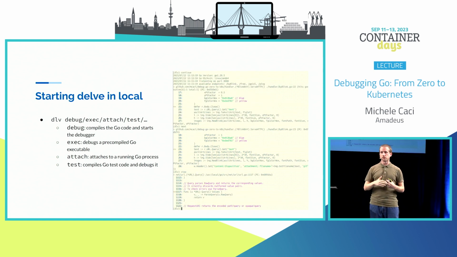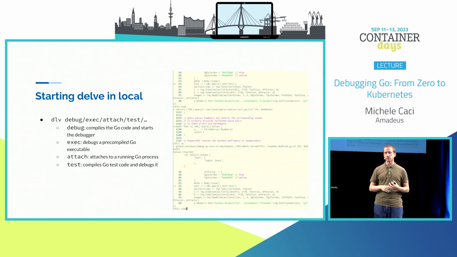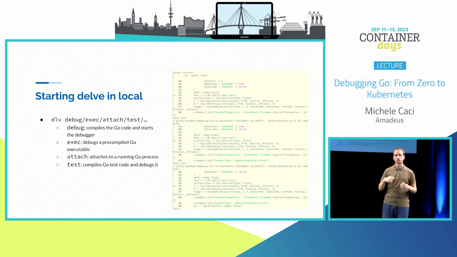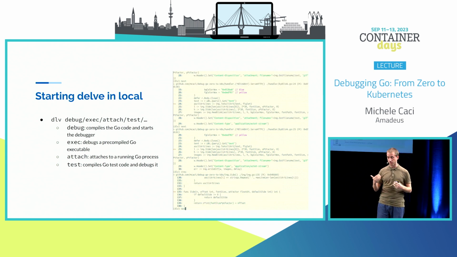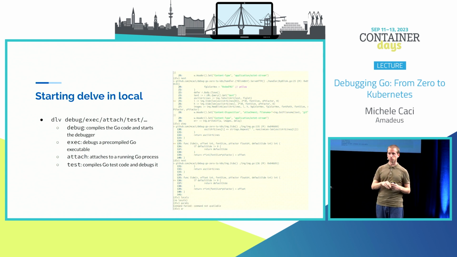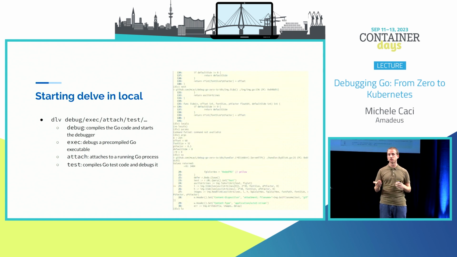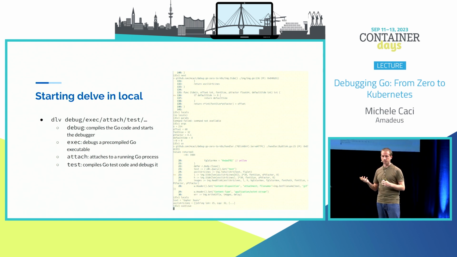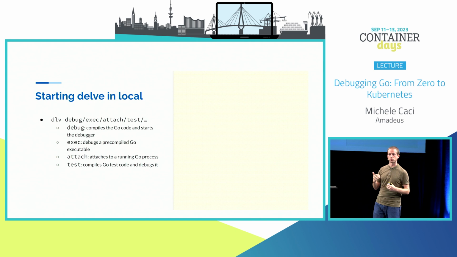First, we can see that there are other actions like dlv exec, which debugs a precompiled Go executable. So you can build your executable and then start dlv exec on it. If the executable is started, so you have a running process with the Go application, you can use dlv attach instead. And last but not least, you can also debug unit tests with dlv test.